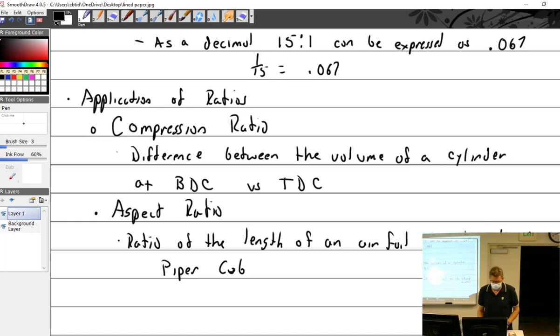Okay. So we had Piper Cub. That was, let's write this, low aspect. And then a glider, or the U-2, which is a high aspect.